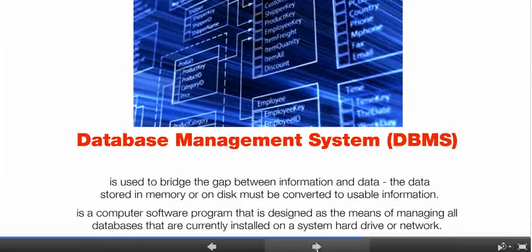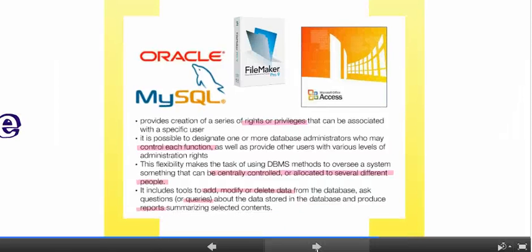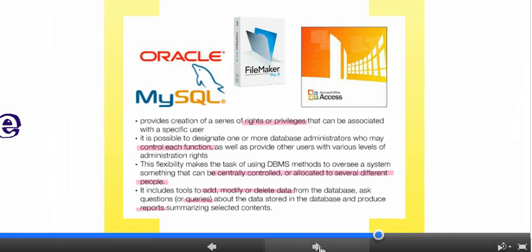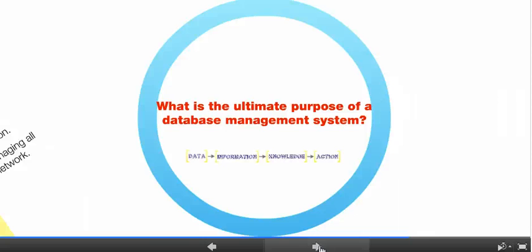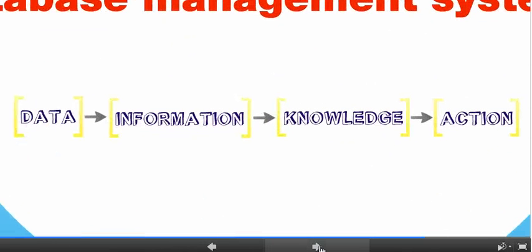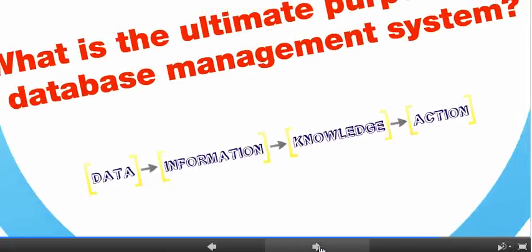A database management system bridges that gap between information and data, and it's just a computer software program that manages databases. The one that we're going to use in class is Microsoft Access, and you'll need Access 2013 to use in class. And it includes tools that add, modify, and delete data. It lets us perform search queries, and it also lets us produce reports, and we'll be doing all of that in Access. So the ultimate purpose of a database management system is to take that data, the information, the knowledge, and to do some sort of action with it.